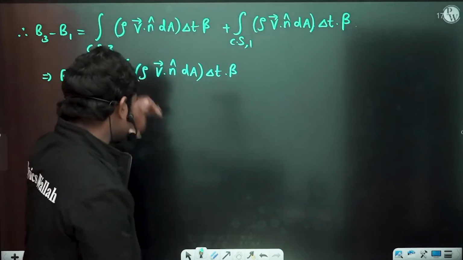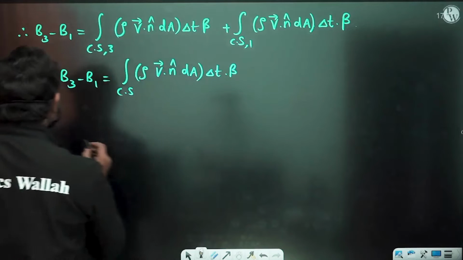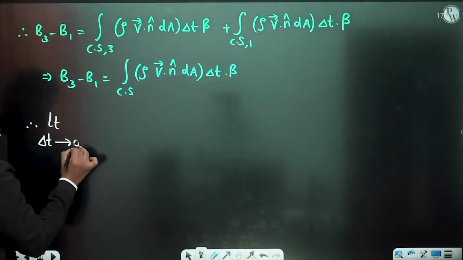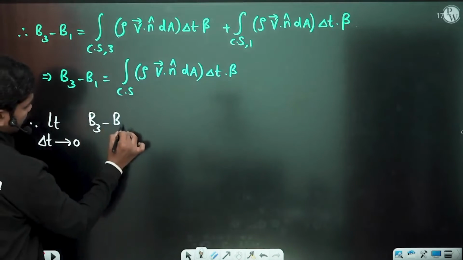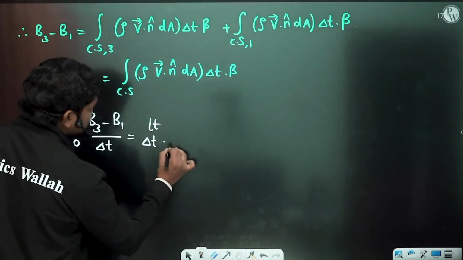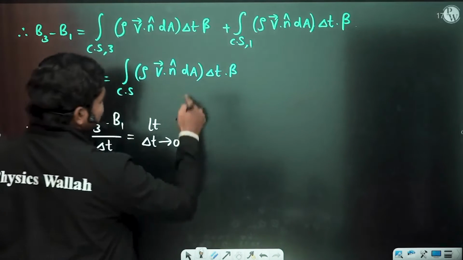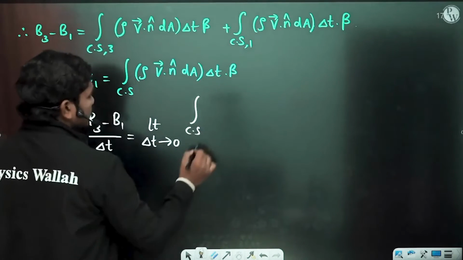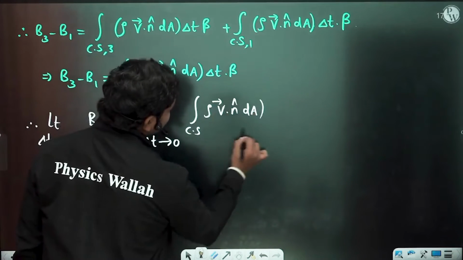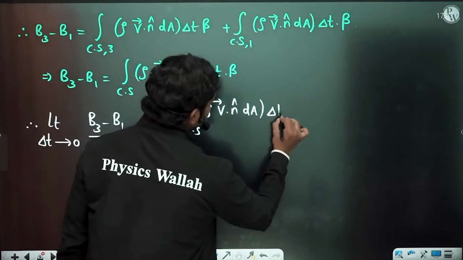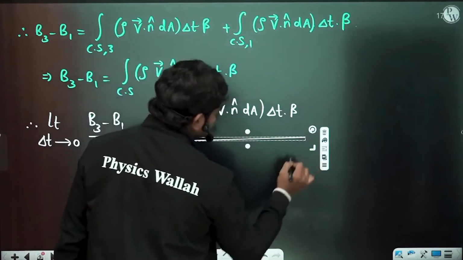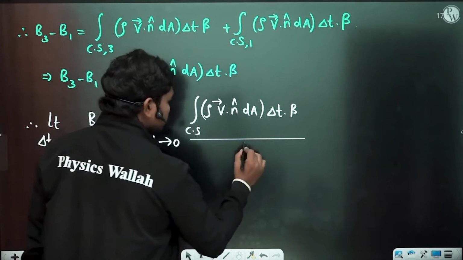Now let us substitute this in the limit and see what we get. In the limit delta T tends to 0, B3 minus B1 by delta T is equal to the limit delta T tends to 0 of B3 minus B1, which is the value you have identified, the integral over the control surface of rho times V bar dot n cap dA, which is the mass flow rate, multiplied with delta T into beta. This quantity is divided by delta T, correct?